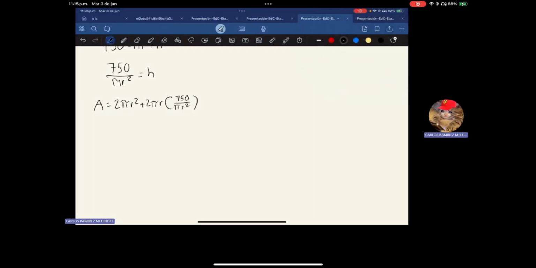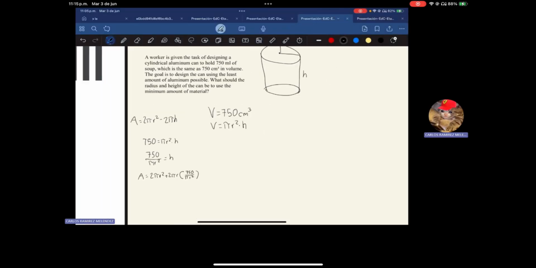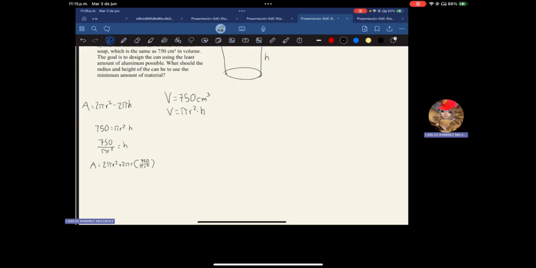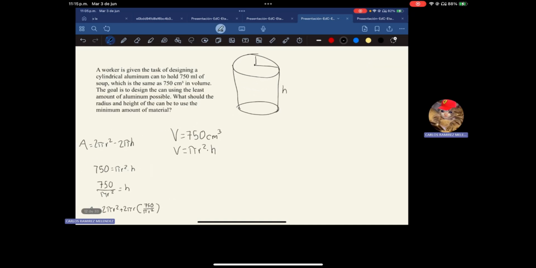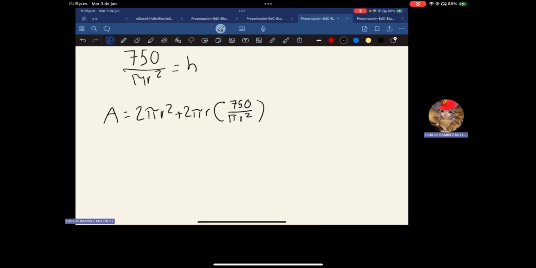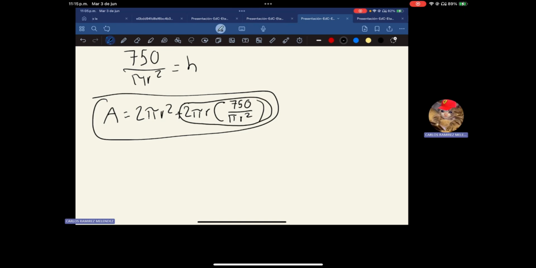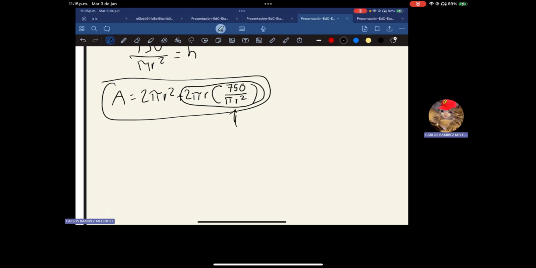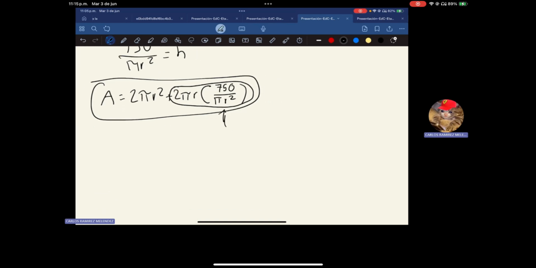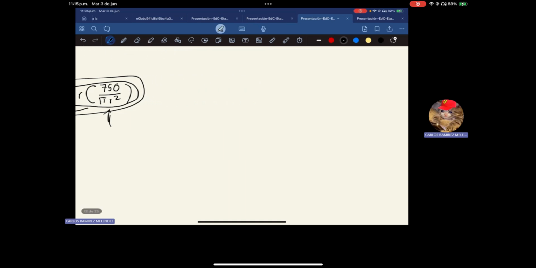Hello, my name is Carlos Ramirez, and I'm going to continue explaining what my teammate Alejandro was doing. So now, as we got this formula, we need to simplify this because now our formula depends on one variable. As you can see, this is the only variable that it depends on. So what we need to do is simplify this. So we only need to multiply, which will be approximately this.